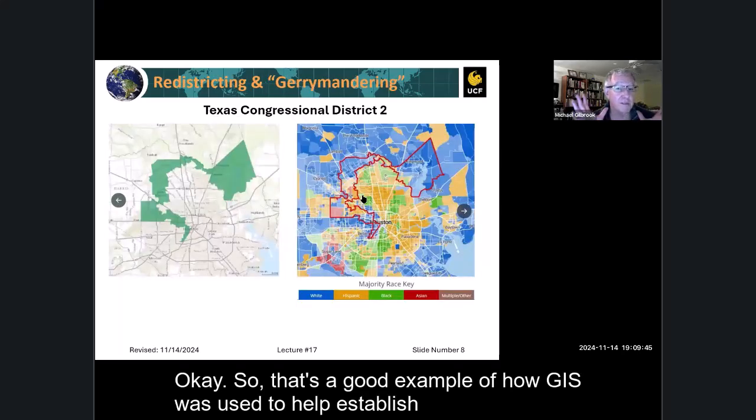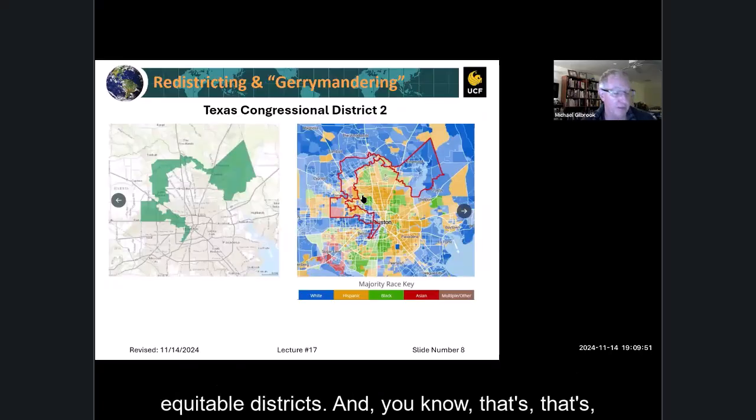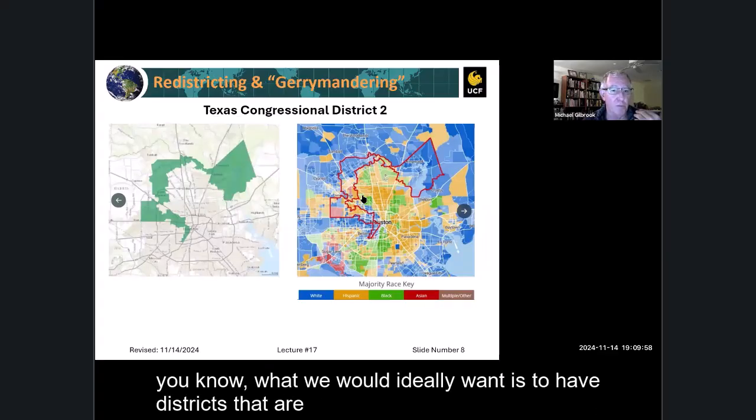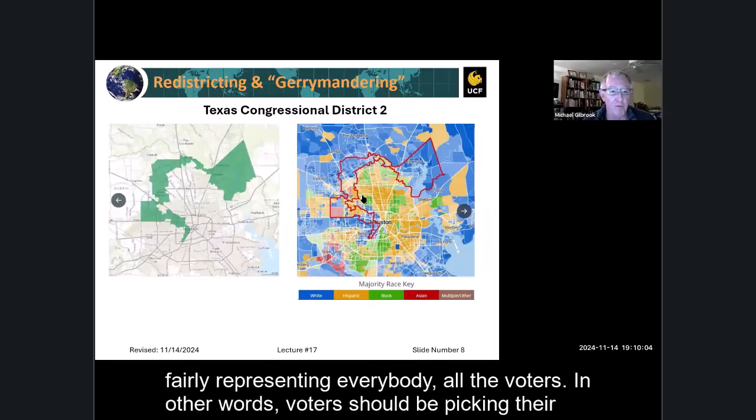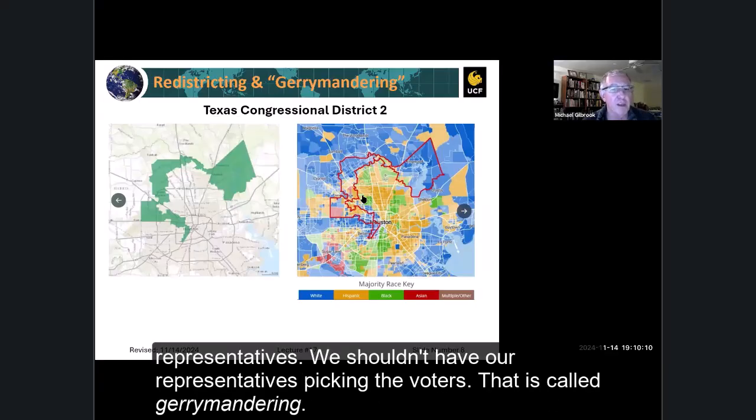Okay, so that's a good example of how GIS was used to help establish equitable districts, and that's what we would ideally want, is to have districts that are fairly representing everybody, all the voters. In other words, voters should be picking their representatives. We shouldn't have our representatives picking the voters.